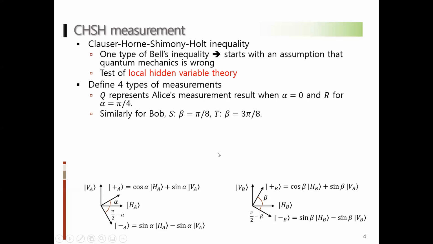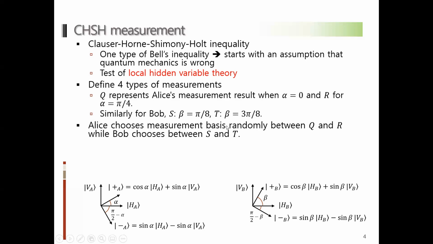And similarly for Bob, the definition of the beta angle is the same as Alice's case. But for Bob, he can choose only two angles for beta. One is pi over 8, and the other is 3 pi over 8. So he can choose between these two angles. Whenever he chooses the beta angle of pi over 8, the measurement result will be called S, while for the other angle choice, the measurement result will be represented by T.